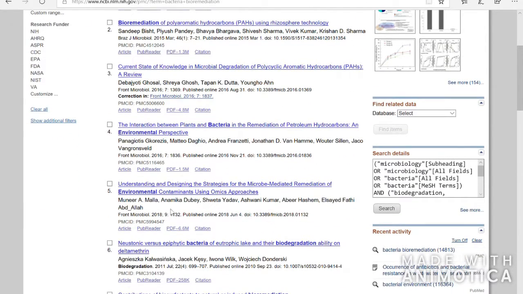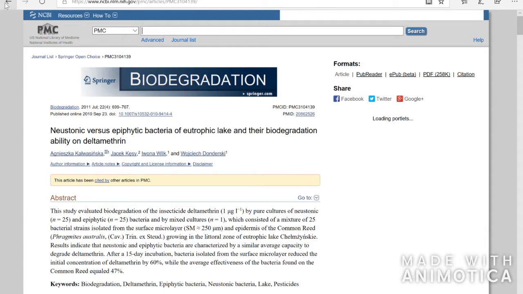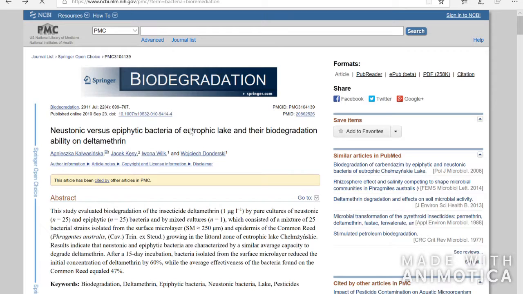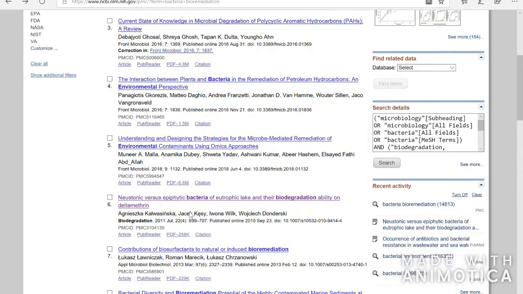Let's see. I guess we can use this right here. The title, you want to focus on the title. Let me go back real quick. You want to focus on the title because the title sort of tells you the beginning and the end of this research paper. It tells you everything. Neustonic versus epiphytic bacteria of eutrophic lake and their biodegradation ability on deltamethrin.